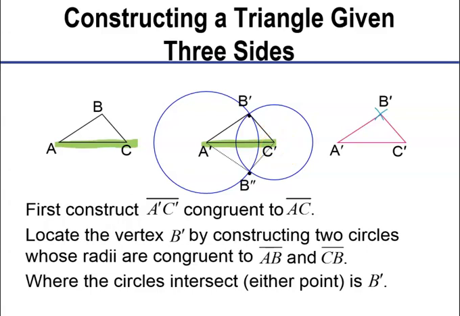It says locate the vertex B prime by constructing 2 circles whose radii are congruent to AB and CB. Let me explain this. You're going to take your point on your compass, put it on A, and mark that length B right there, and then come over and put it on A prime and draw an entire circle. That's that big circle. Then you're going to do the same thing. You're going to come back over here and put your pointy part of your compass on C and mark that length right there. Measure it, mark it, come over to C prime and draw that circle right there.